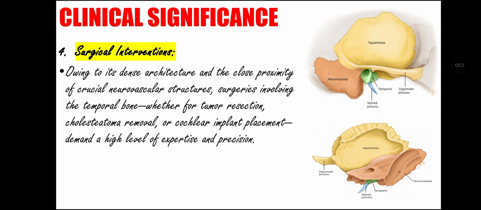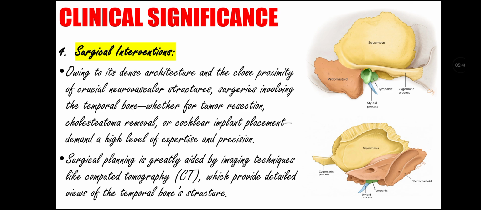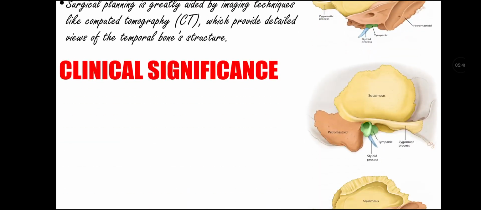Owing to its dense architecture and the close proximity of cranial neurovascular structures, surgeries involving the temporal bone, whether for tumor resection, cholesteatoma removal, or cochlear implant placement, demand a high level of expertise and precision. Surgical planning is greatly aided by imaging techniques like computed tomography, which provide detailed views of temporal bone structure.